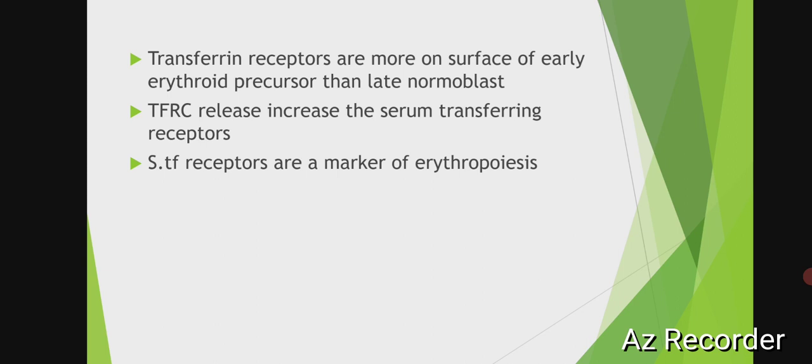Transferrin receptors are more on the surface of early erythroid precursors than late normoblasts. It suggests that in mature RBC there are fewer transferrin receptors, but in the immature RBC or reticulocytes there are more erythroid precursor transferrin receptors which transport the iron. TFRC release increases the serum transferrin receptors, and serum transferrin receptors are a marker of erythropoiesis. It means if serum transferrin receptors are increased, then erythropoiesis is increased, and if serum transferrin receptors decrease, then erythropoiesis decreases. It depends on the erythropoietin.